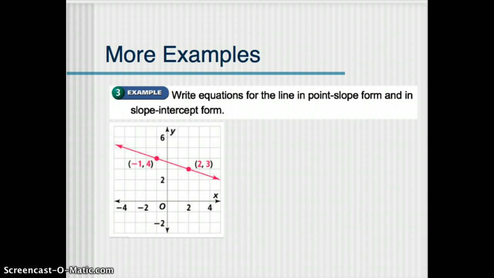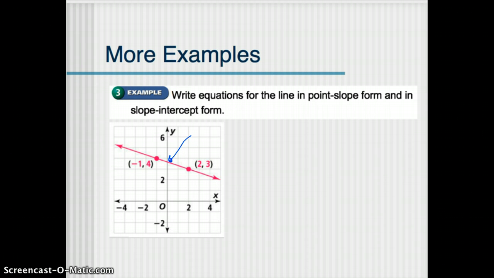Okay. All right. This time what I'd like you to do is try to write an equation for the line in point slope form and slope intercept form. So you can pick either one, whichever to start out with, but because the y-intercept's not at a whole number here, I think it might be a little bit tricky to do. So I'm going to try point slope form first.